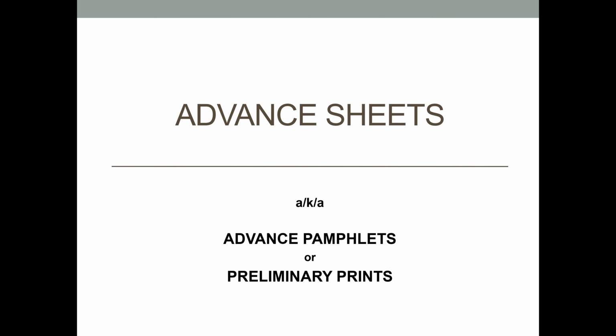Okay, now let's get to the final preliminary stage. Sounds like an oxymoron, but this is the last stage before the final stage, and that is publication of clusters of slip opinions as advance sheets. Now, advance sheets, as we've already seen, are sometimes called preliminary prints. Sometimes they're also called advance pamphlets.